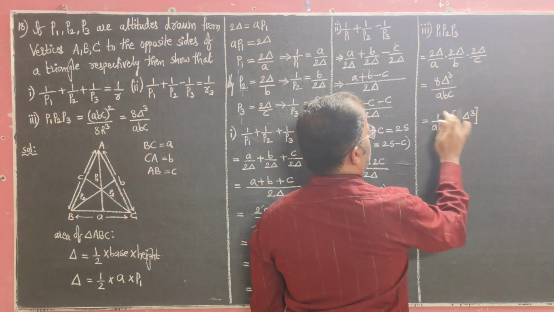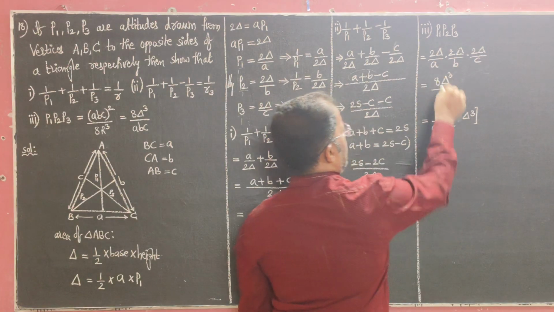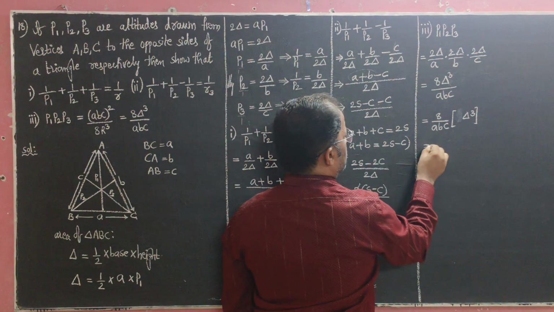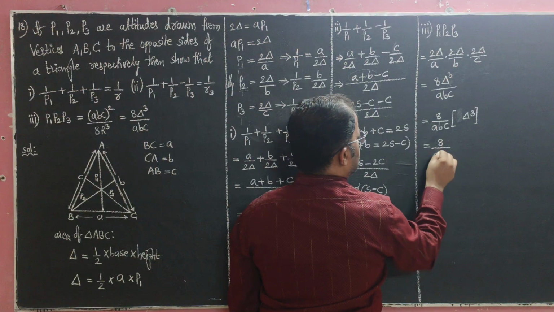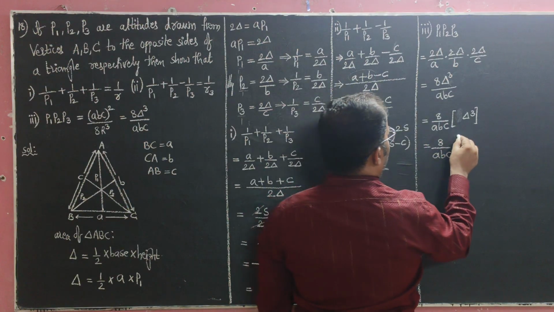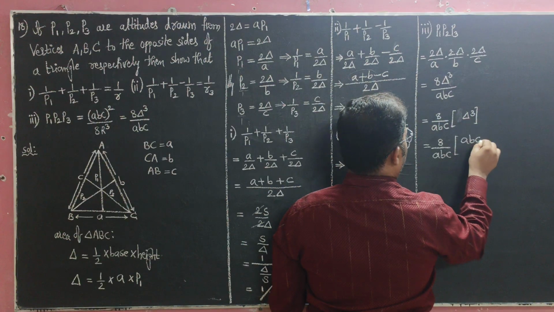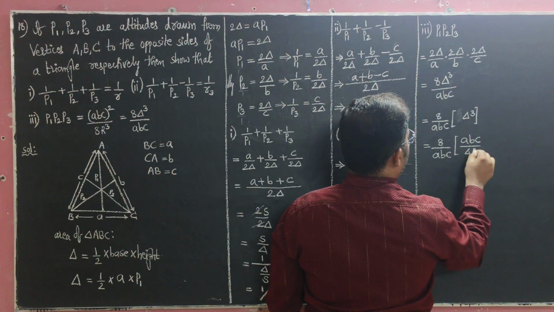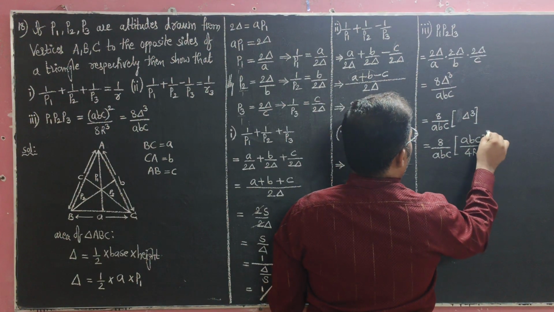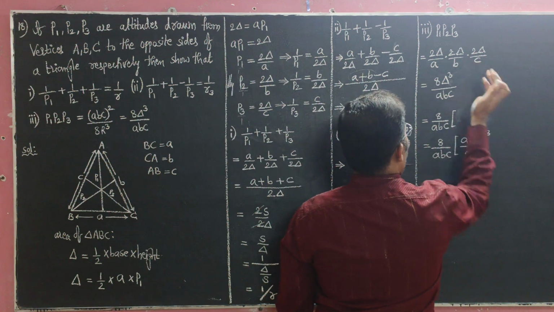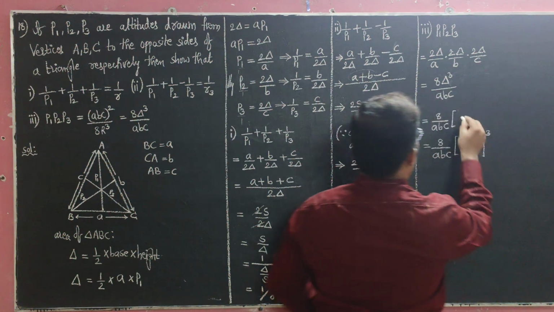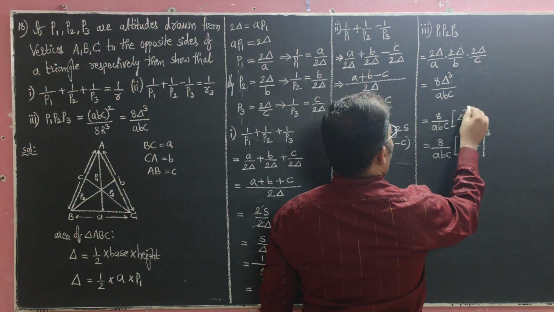Okay, so write 8 here. 8 by ABC separate, delta cube separate. So 8 ABC as it is. The delta formula is ABC by 4R. Delta value is ABC by 4R to the whole cube. Okay, 4R cube, delta to the cube.